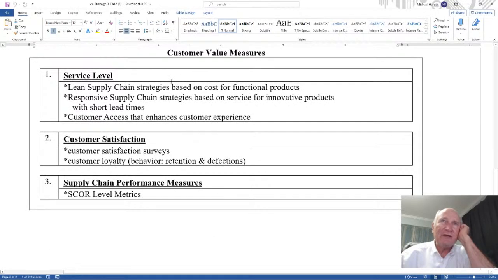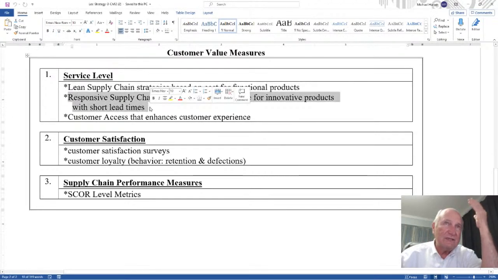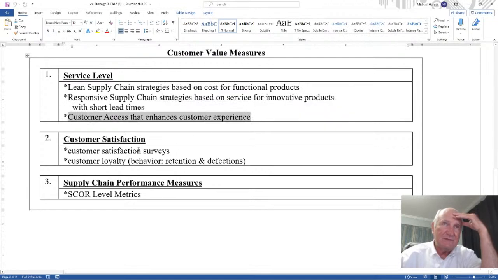Okay, now customer value measures. These are just measures. First of all, you have the lean supply chain as cost, responsiveness is lead times, customer access is experience, customer satisfaction is surveys, customer loyalty is usually behavior, retention, defections, you can measure those things. And finally, performance measurements in your supply chain, that comes from the supply chain operations reference model.